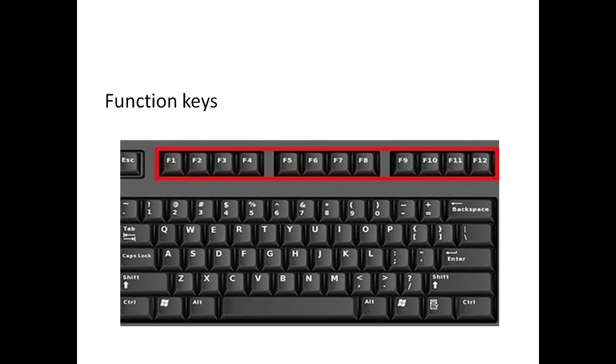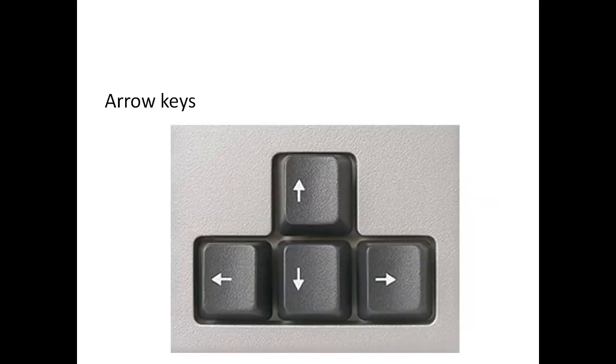Okay, function keys. Next one is arrow keys. Arrow keys are also called cursor control keys, because these arrow keys help us to move the cursor on the screen. We can move the cursor on the screen using arrow keys, right? There are 4 arrow keys, that is 4 cursor control keys, that are left, right, up and down. Clear? So these arrow keys are used to control the movement of the cursor.